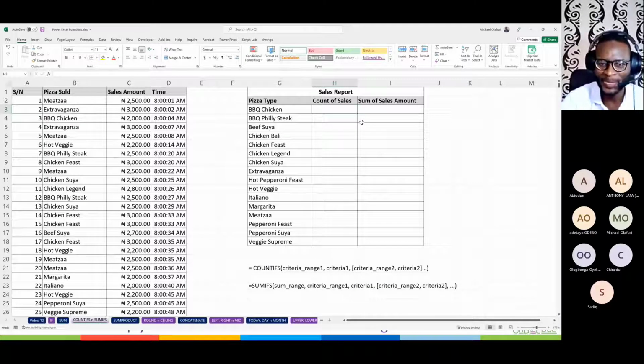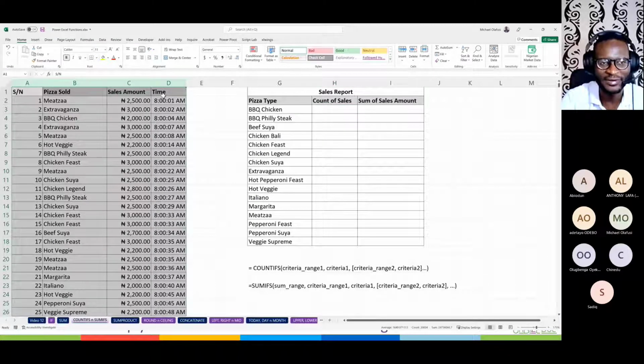So let's start with Countif and Sumif. Let's start with what's this data I want to use for illustration.